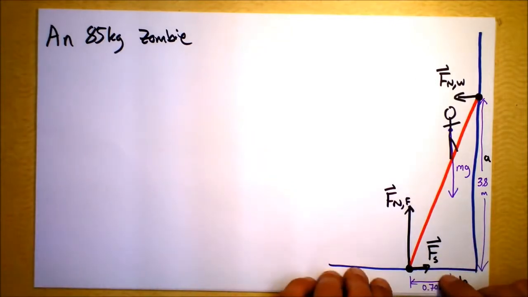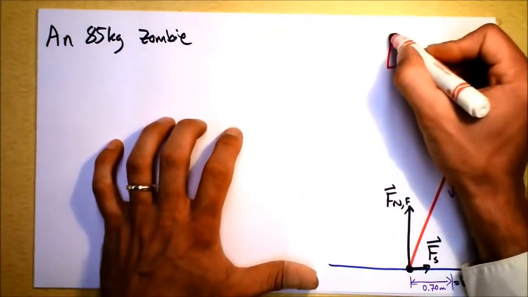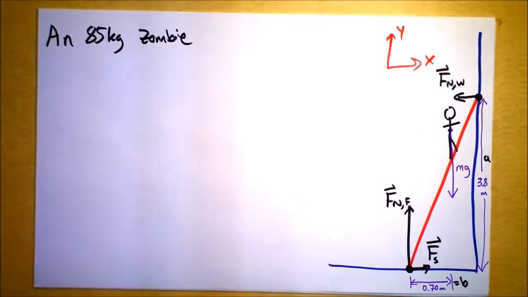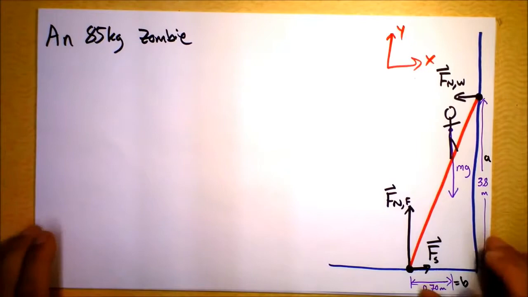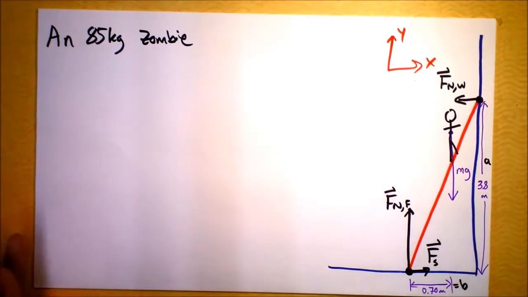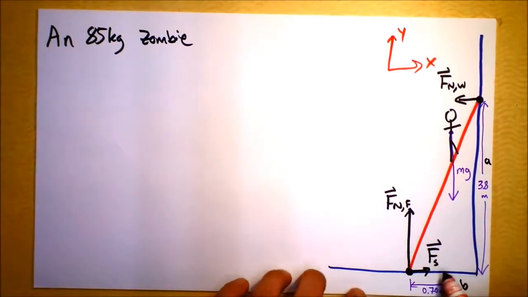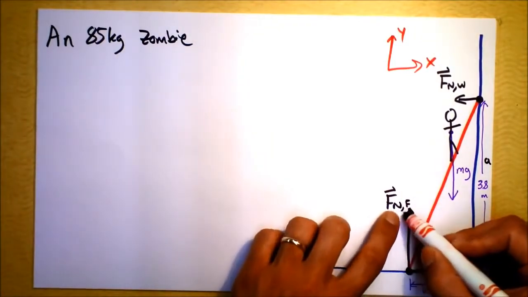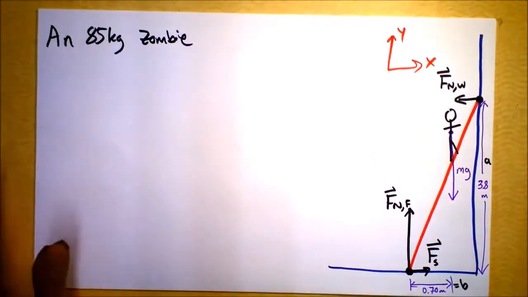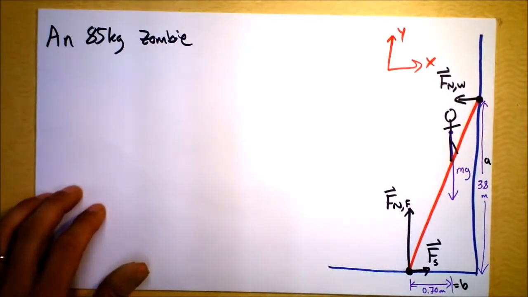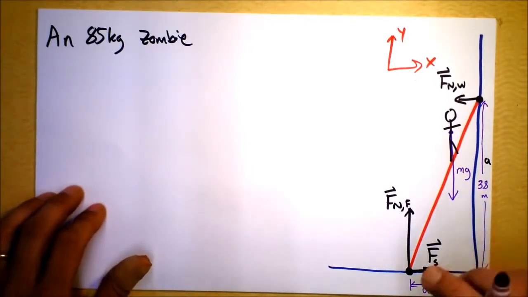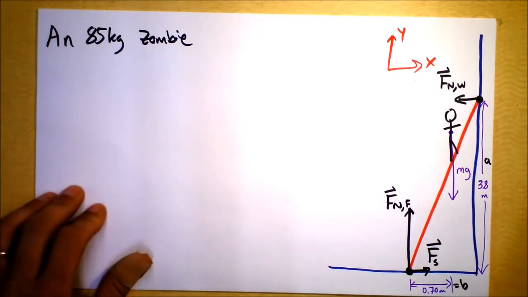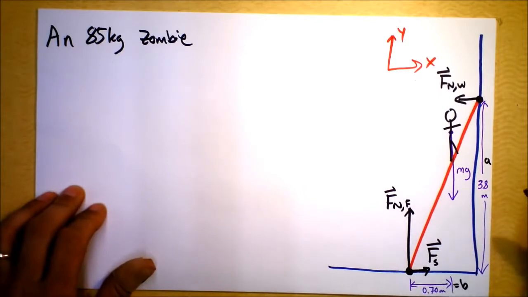Then what we want to do is set up some X and Y axes, like that, and we want to apply all of our equations. Let's find the three forces that are not given: the force of static friction, the normal force from the floor, and the normal force from the wall. And we're given this force right here. So, the three equations that we have are torque, balance of forces in X, and balance of forces in Y.